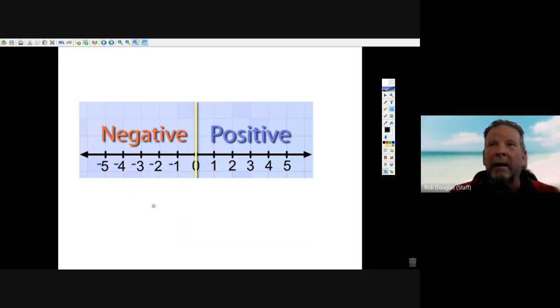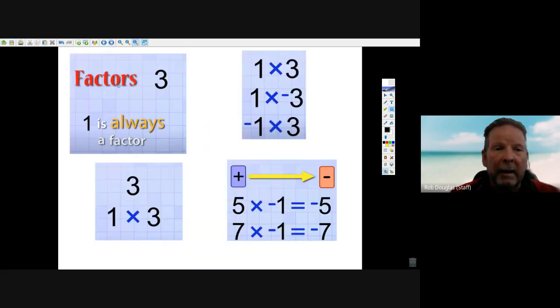Now, sometimes you are being told, and you probably have learned, that a positive times a negative is a negative, and a negative times a negative is a positive. But why is this true? Well, let's take a look. If you have the number 3, we say that the number 3 has exactly 2 factors, because 1 times 3 is 3. You can always multiply a number by 1.